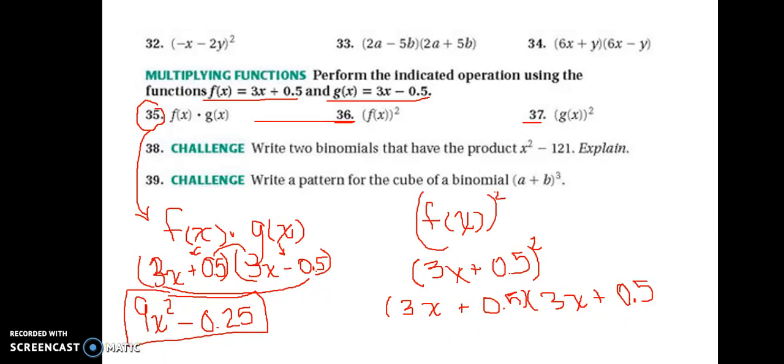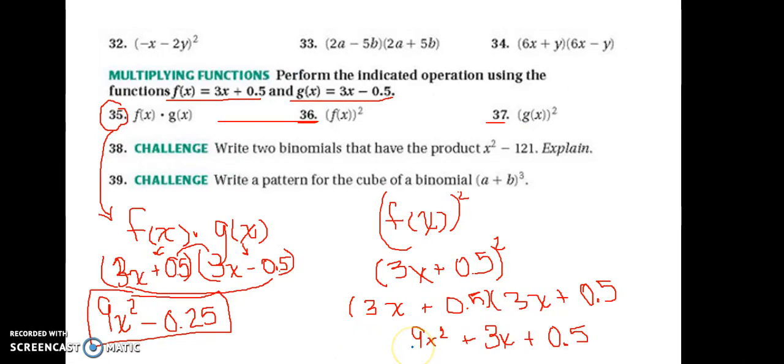So when you do this, you're going to get an answer. Go ahead and try that, and pause your video. So you would get 9x squared plus 3x plus 0.5.